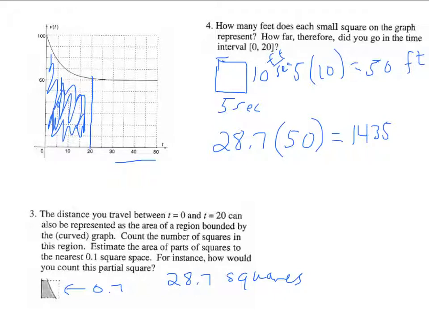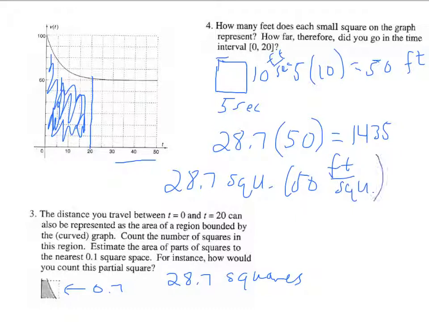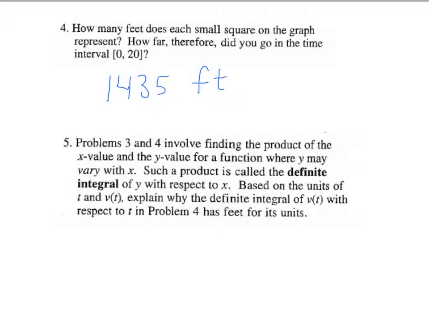And now we're going to multiply the number of squares by the number of feet per square. Okay, so this is really 28.7 squares times 50 feet per square. And of course the squares will cancel again, and we are left with feet. So it is 1,435 feet. Okay, so there is our answer to number 4. We talked about that's how far we traveled in that time interval.